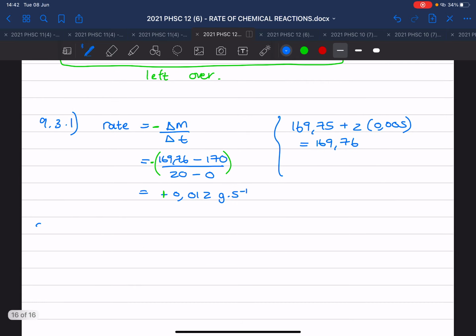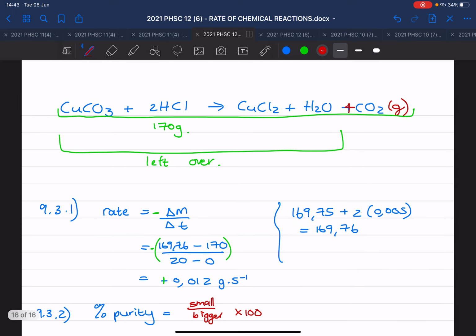Then the next question, they ask 9.3.2. Calculate the percentage purity of the impure sample. Now, the percentage purity formula is not on your data sheet. Okay, you also don't have to write a formula. You just need to know percentage purity is always the smallest value over the bigger value times 100. Okay, because you can never get a bigger percentage than 100.